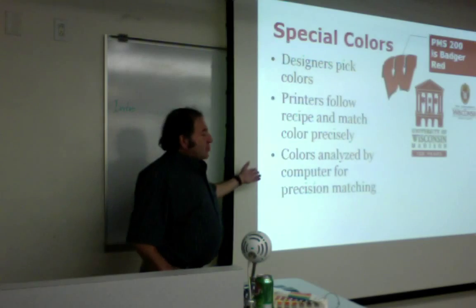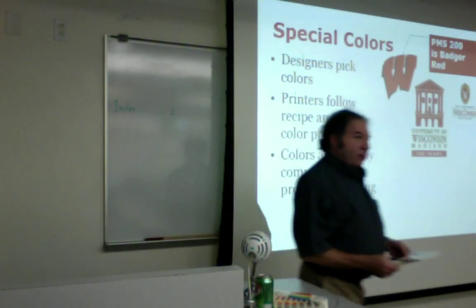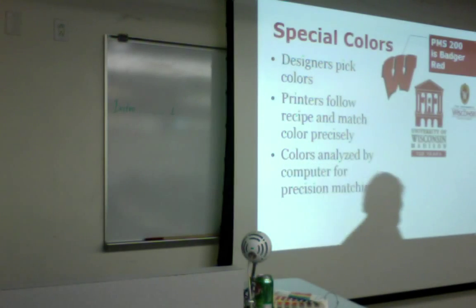We talked a little bit about using PMS 200 for Bucky Badger Red. And the way this works is that when you have this printed out in the print shop, they'll take a proof sheet and they put it under a spectrometer, a machine that measures the density of the color and calculates whether or not they have actually matched it the way it's supposed to be matched.